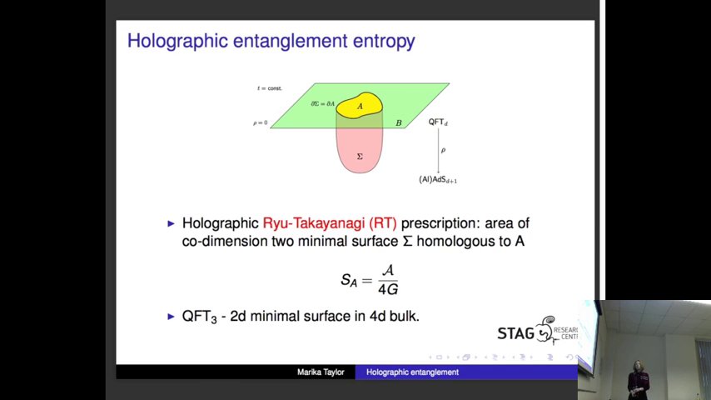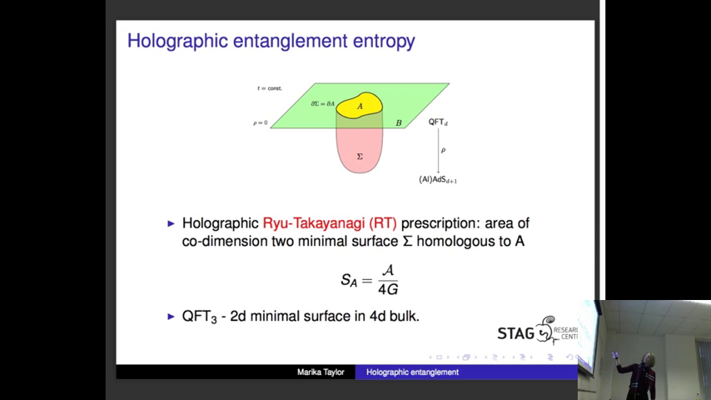So what Ryu and Takayanagi propose is that the entanglement entropy is calculated by finding a surface in the bulk which ends on A and is, in mathematical terms, homologous to A, and it should be minimal. Right? So it should extremize the area. And then the entanglement entropy is basically the area of this surface divided by 4 times the Newton constant.